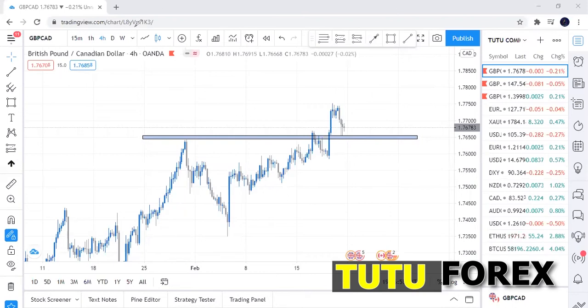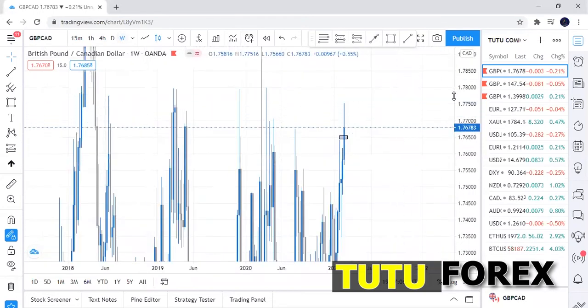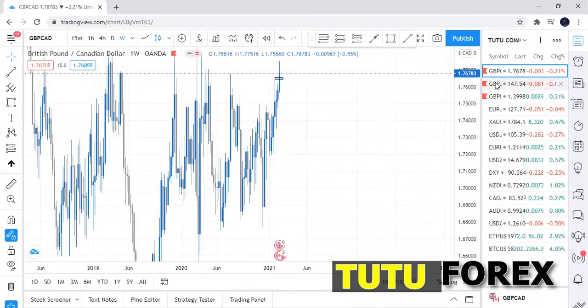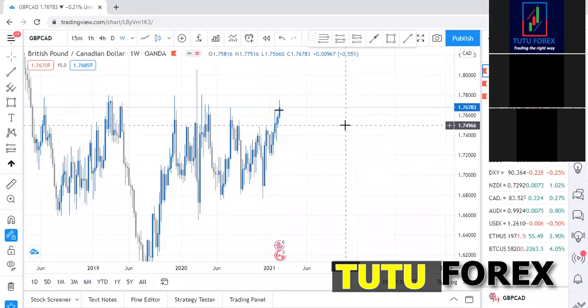So this is it. Like I said, the first thing you do when you open your chart is switch to the weekly time frame to check the overall trend of the market. The overall trend of the market on the weekly time frame is uptrend. Are you getting it? It's uptrend.